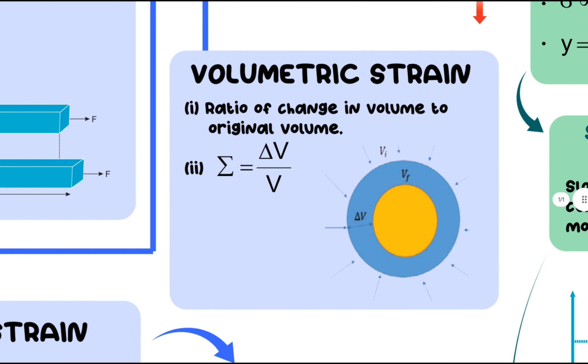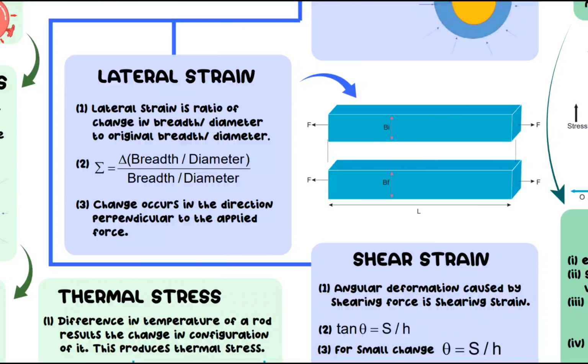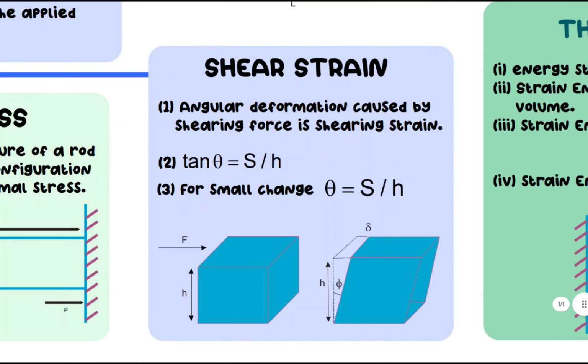Volumetric strain. Ratio of change in volume to original volume is equal to delta V divided by V. Lateral strain. Lateral strain is the ratio of change in breadth or diameter to original breadth or diameter. Change occurs in the direction perpendicular to the applied force. Shear strain. Angular deformation caused by shearing force is shearing strain. Tan theta is equal to S by H. For small change, theta is equal to S by H.